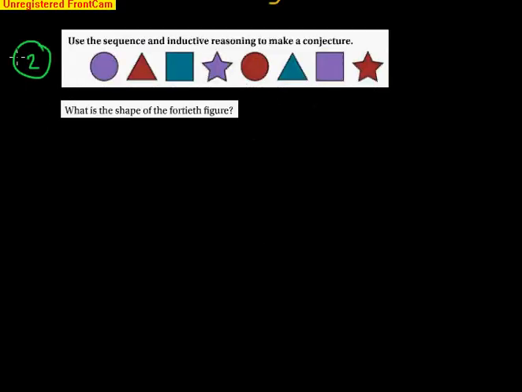Okay, so here's problem 2. We're going to use the sequence and inductive reasoning to make a conjecture. And the question is, what is the shape of the 40th figure? Well, remember what we need to do is figure out what kind of pattern is involved with these shapes. We have circle, triangle, square, star. Circle, triangle, square, star. So this pattern is 4 terms. If we go from the circle to the star, there are 4 terms in this pattern.